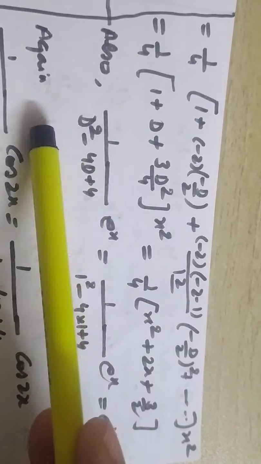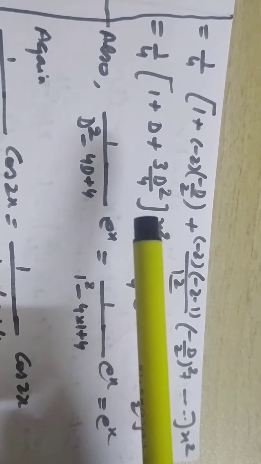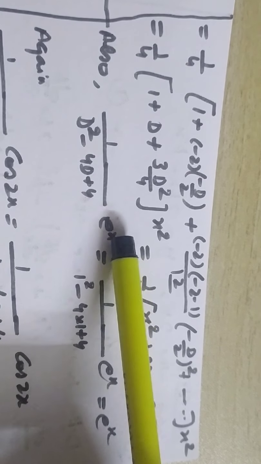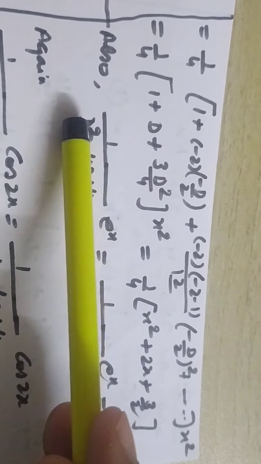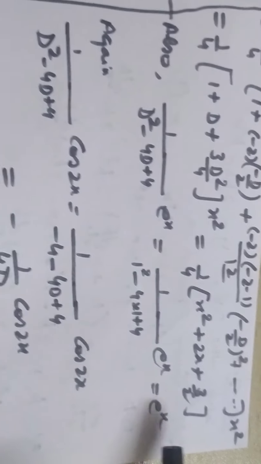Similarly, when you apply 1 over d square minus 4d plus 4 to e raised to x, you just simply replace d with 1, because the coefficient of x is 1. And you will get e raised to x again.